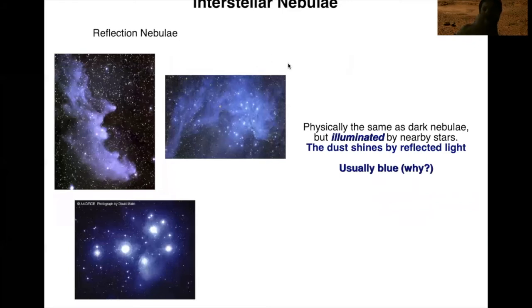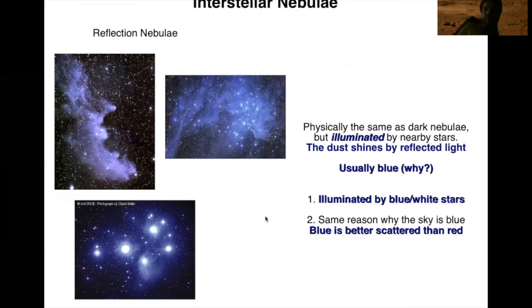Reflection nebulae are basically the same as a dark nebula, except that they are illuminated by nearby stars. The dark absorption lanes have no stars to cast light, and therefore there's no scattering happening. But here, the dust is shining by reflected light. You have all of these stars around it, and therefore it appears blue. The light is reflected off and then sent our way by scattering. They're usually blue because they're illuminated by blue and white stars. And that's the same reason why the sky is blue. Blue is better scattered than red.